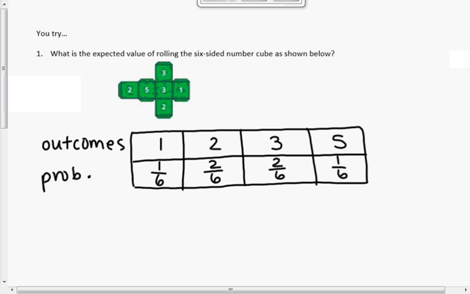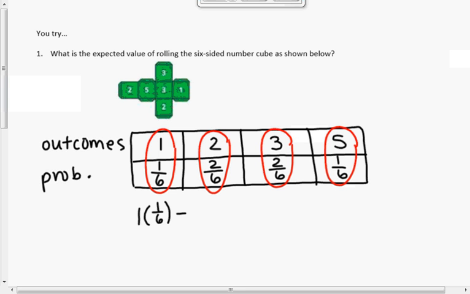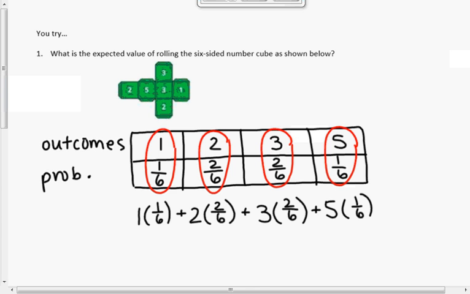Now we're going to come in, multiply the columns. I have 1 times 1/6. The outcome of 1 can happen 1/6 of the time. The outcome of 2 can happen 2/6 of the time. The outcome of 3 can also happen 2/6 of the time. And the outcome of 5 can happen 1/6 of the time. So I'm going to multiply these things together and then add everything.